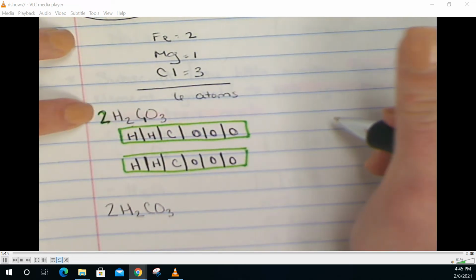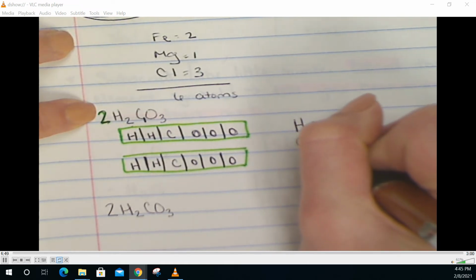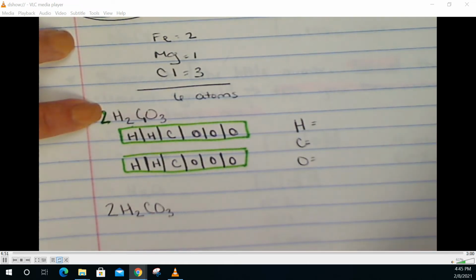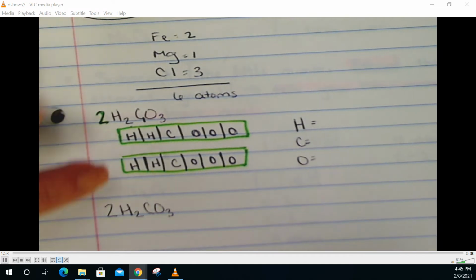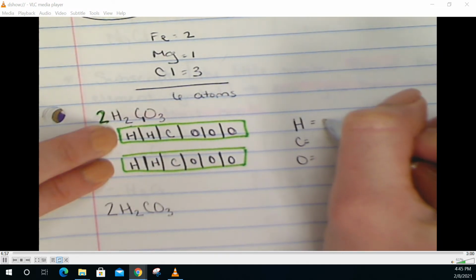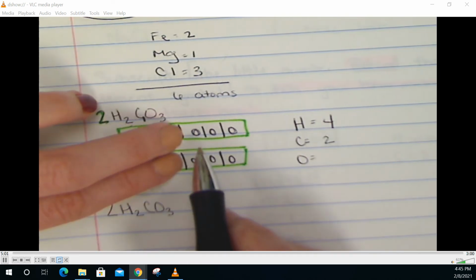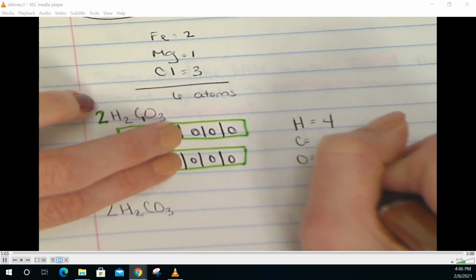And from there, I just list out my atoms or elements. I have hydrogen, I have carbon, and I have oxygen. Now I need to figure out how many atoms I have of each. So that's where I just look at my drawing and I just count what we wrote or what we drew. 1, 2, and 1, 2, 3, 4, 5, 6.